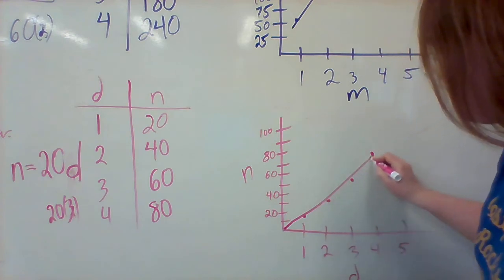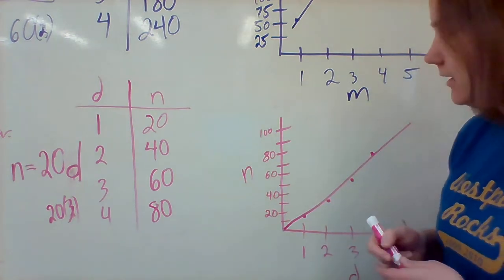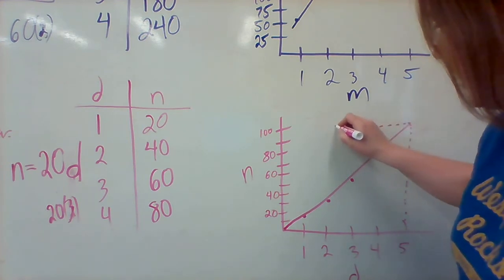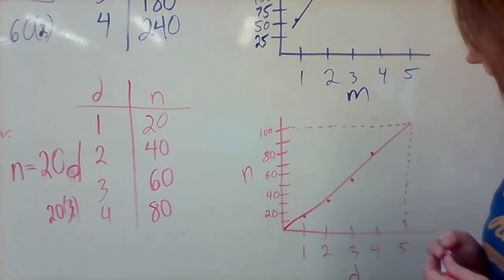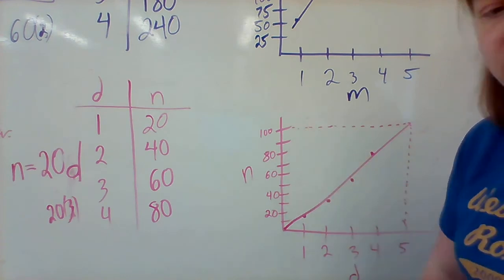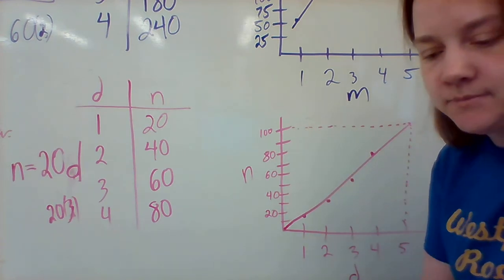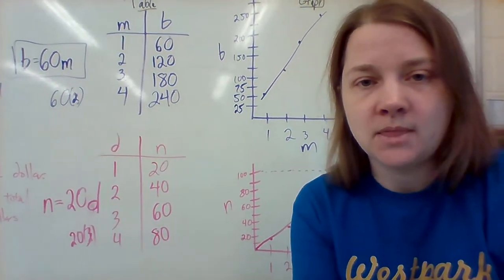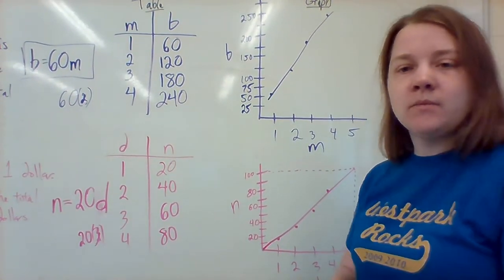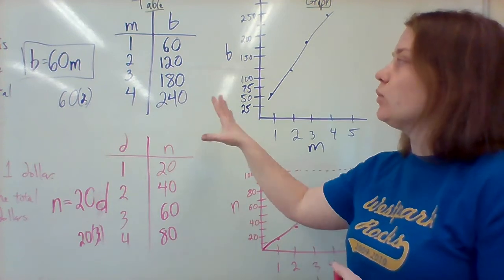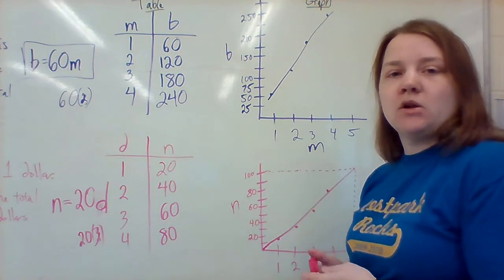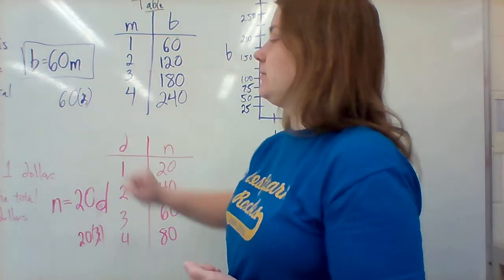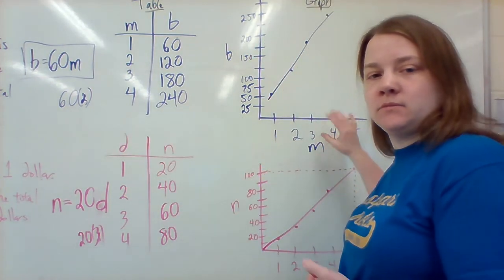And you can see here that we get a rough line, and we can even start to predict what will happen when we're at 5. When we have $5, we will end up having 100 nickels. What I would like you to do for homework is to tell me which one of these works best for you. Which one of these is the best representation for you? The equation, the table, or the graph?